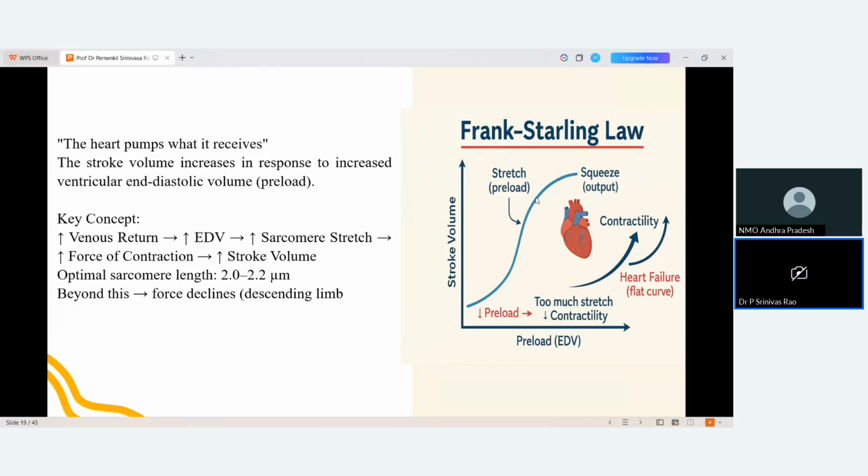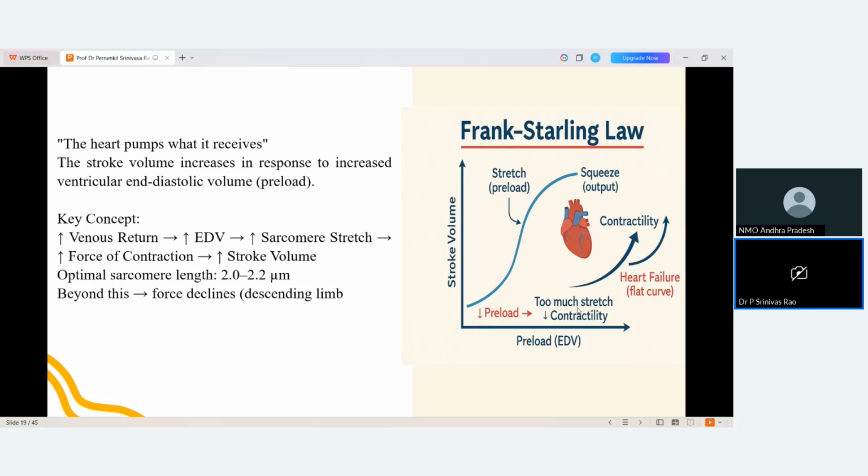But after some time, there is a plateau because here the maximum number of actin and myosin are overlapping. After that, it cannot overlap. So too much stretch will cause a decrease in the contractility. Okay. The heart pumps what it receives. The stroke volume increases in response to the increase in the ventricular end diastolic volume.